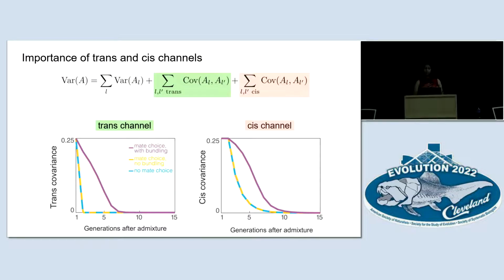Because this trans covariance is maintained for longer, we can also see a change in the cis covariance. Again, introgressed DNA always enters a population in full cis linkage disequilibrium. And the processes of recombination will break up and decay that cis covariance over time. But in the case where we allow the bundling effect to operate, the conversion of trans covariance into cis covariance is maintaining cis covariance for longer, causing it to decay more slowly. And so overall, these two channels are describing mechanistically how ancestry variance is maintained for longer due to assortative mating.